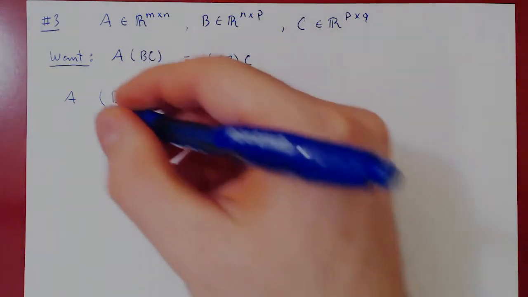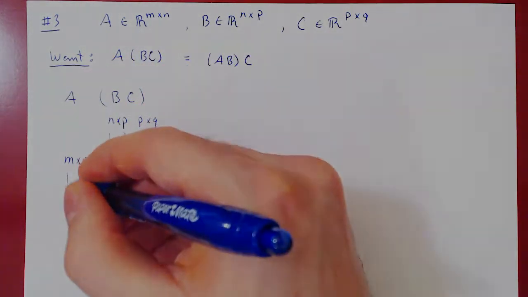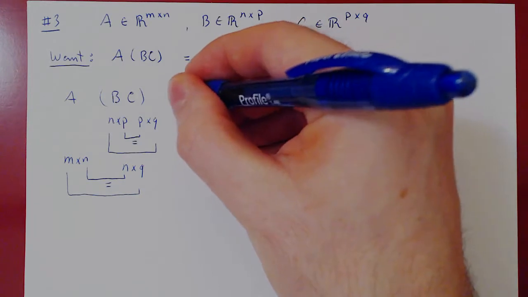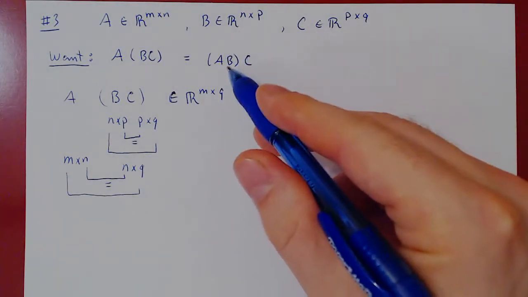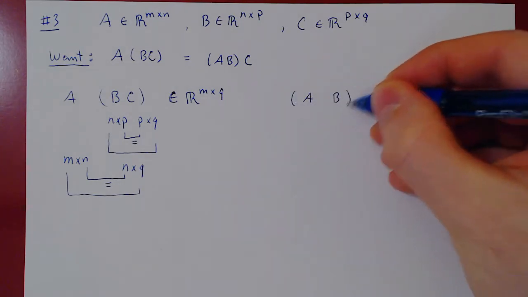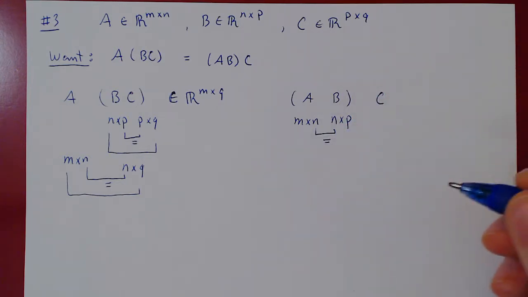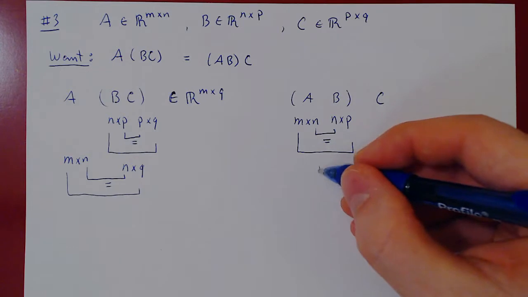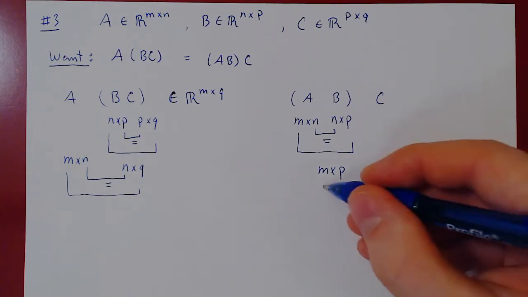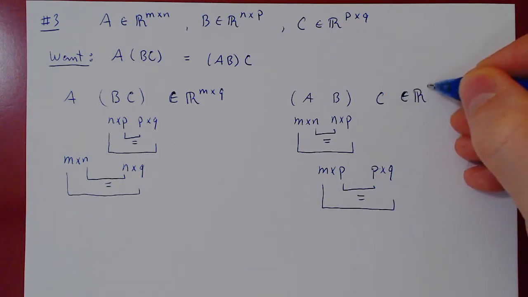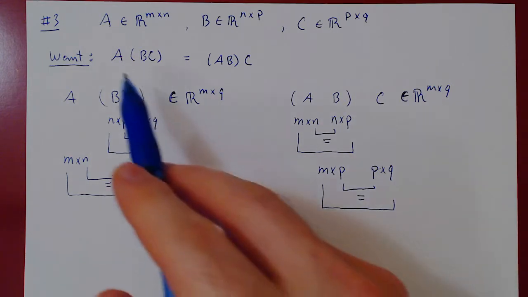A is an M by N matrix. I'll write it here. And N equals N, therefore the product is defined, and the result of A times BC will be an M by Q matrix. So A times BC is an M by Q matrix. Let's look at the size of our right-hand matrix, AB times C. A is an M by N, B is an N by P, N equals N, multiplication is defined, and the result is an M by P matrix. C is a P by Q matrix. P equals P, multiplication is defined, and the result is an M by Q matrix. And as you can see, both A times BC and AB times C are M by Q matrices. So both have the same size.